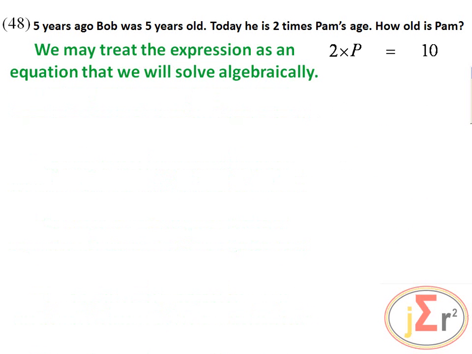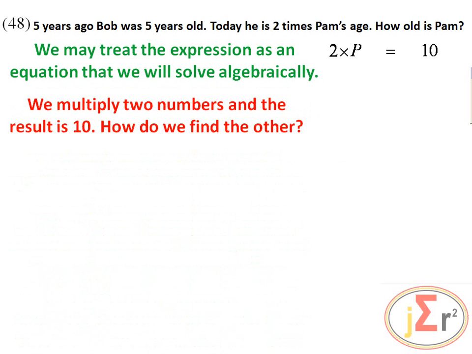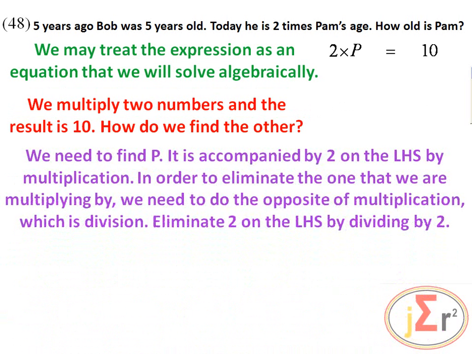We may treat the expression as an equation that we will solve algebraically. We multiply two numbers and the result is 10. How do we find the other? We need to find P. It is accompanied by 2 on the left hand side by multiplication. In order to eliminate the one that we are multiplying by, which is 2, we need to do the opposite of multiplication, which is division.